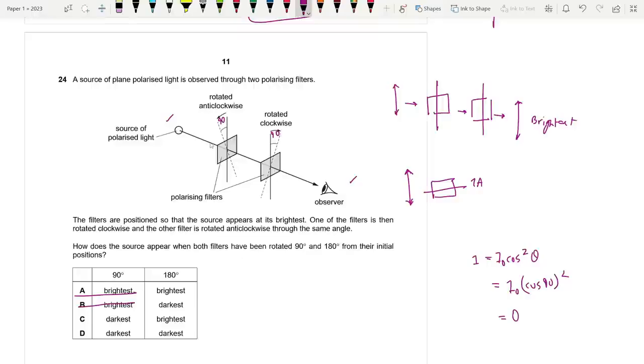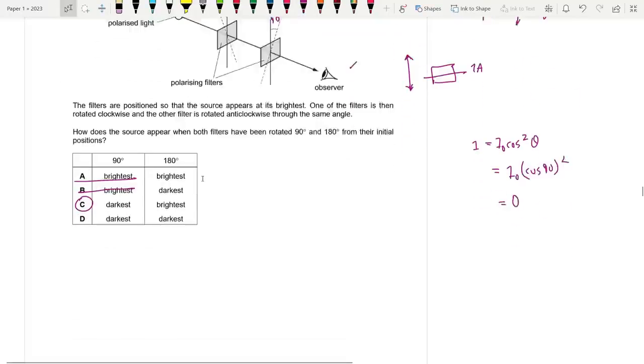Now what about 180 degrees rotation? If you rotate it by 180 degrees, the vertical transmission axis will become vertical again. Similarly, if you rotate the other by 180 degrees, the vertical transmission axis will become vertical again, regardless of being clockwise or anti-clockwise. So all of the light will pass through again and it will appear the brightest again. Okay, so 24 is in fact C. Okay, this is really important.